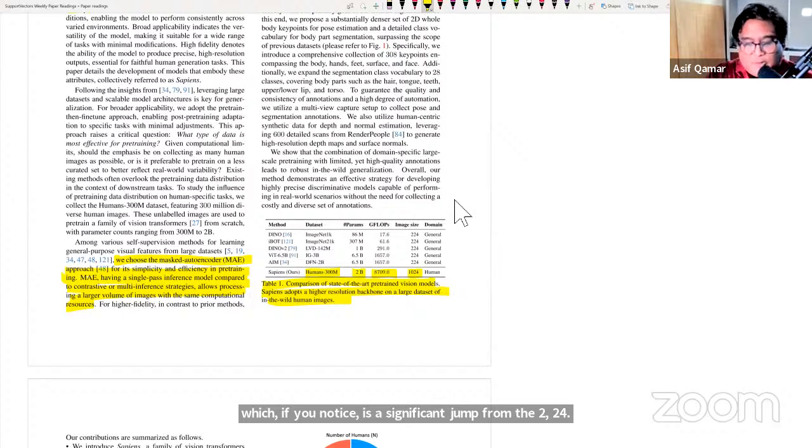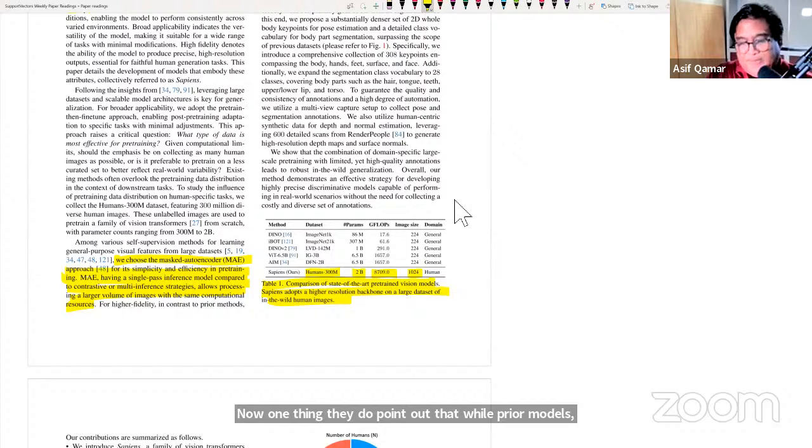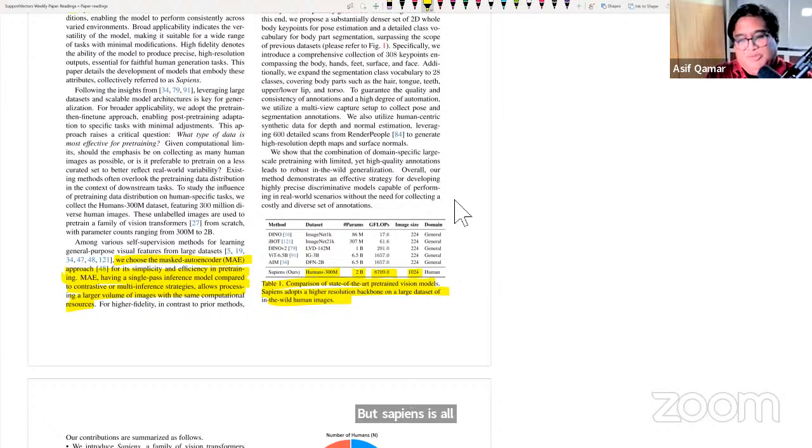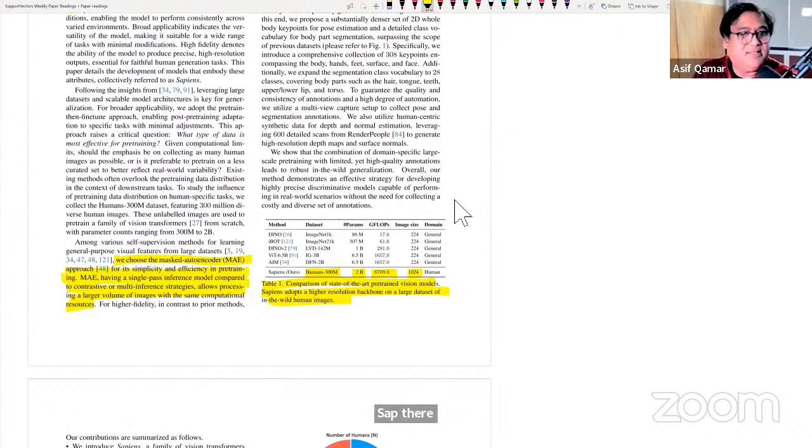Now, one thing they do point out is that prior models, for example, Dino, which also came from Meta Research, Facebook Research, and Dino 2, which are amazing models, are general domain models. They look at cats and dogs and houses and whatnot. But Sapiens is all about humans, only about humans. As the name says, Sapiens. Maybe some of you may have also read the book Sapiens, an amazingly good book.